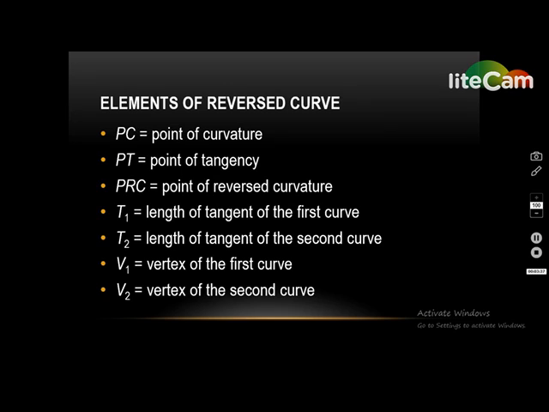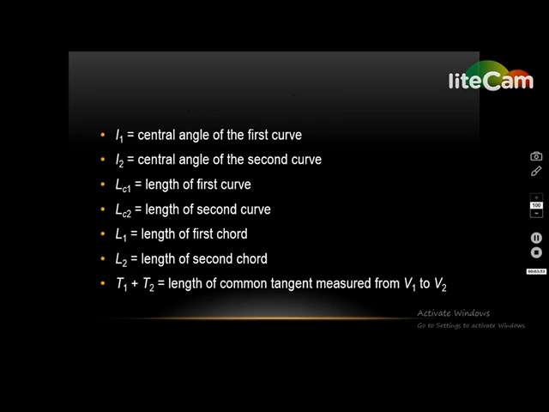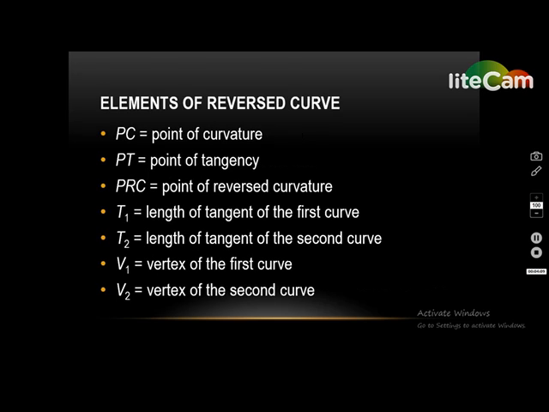Next, we have the elements of reverse curves, the same as we saw in compound curves. PC equals point of curvature, PT the point of tangency, PRC the point of reverse curvature. T1 is the length of tangent of the first curve, T2 of the second curve, basically the same as compound curves. V1 is the vertex of the first curve, V2 the vertex of the second curve. I1 is the central angle of the first curve, I2 of the second curve. LC1 is the length of the first curve, LC2 the length of the second curve. L1 is the length of the first chord, L2 the length of the second chord. T1 plus T2 is the length of the common tangent measured from V1 to V2, the vertices of the first and second curves.